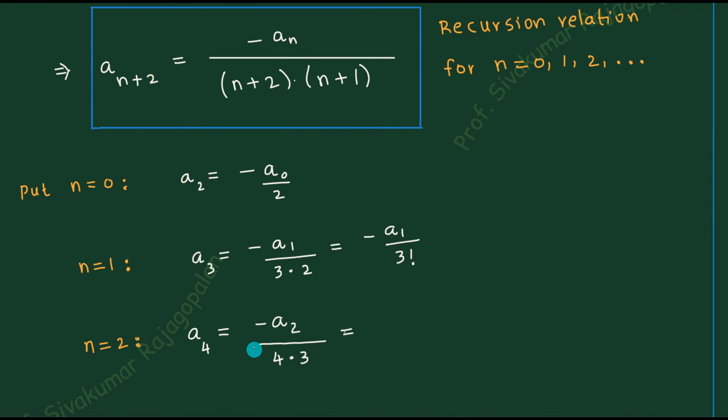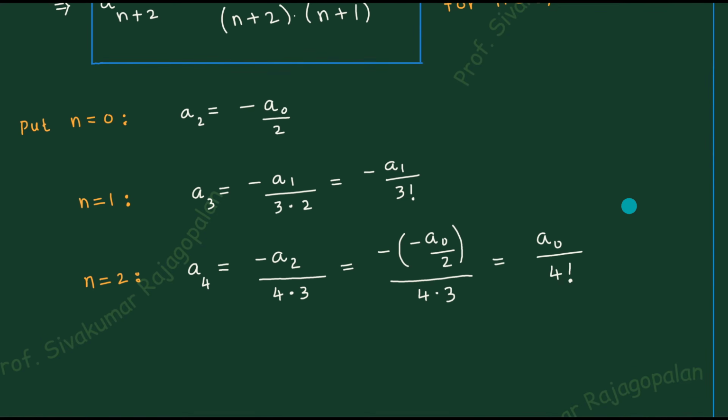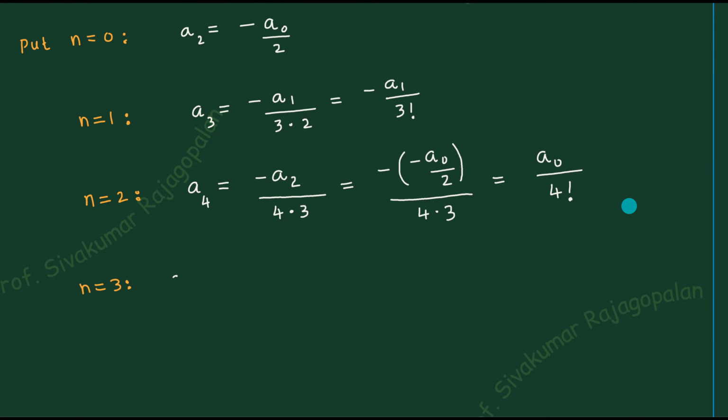That is fine. And what about this? How to simplify this expression: there is an a2 here, but that a2 is already calculated here. So why don't you substitute minus a0 by 2 and then put it here. If you do that, then we can simplify it further. So I'll substitute that minus a0 by 2, divided by 4 into 3. Now you can simplify it as a0 divided by 4 factorial. And similarly, we can substitute n equal to 3.